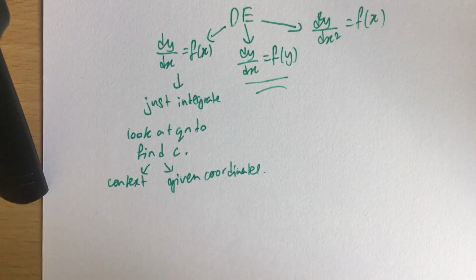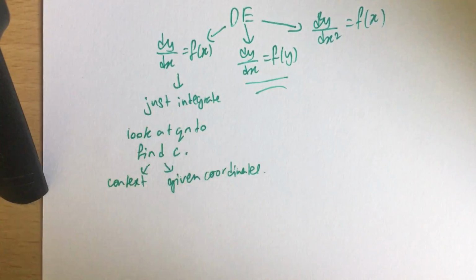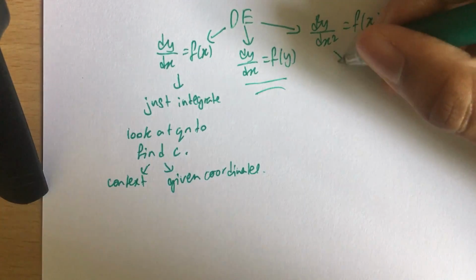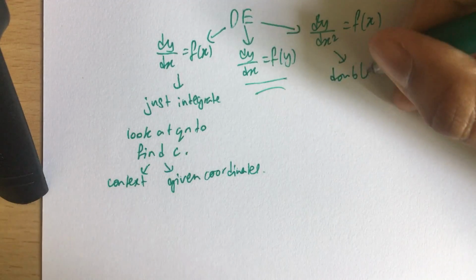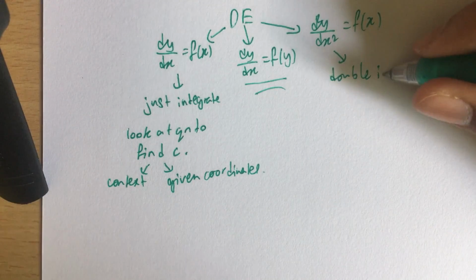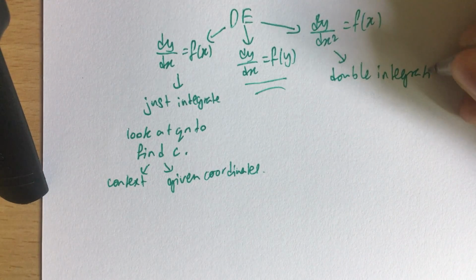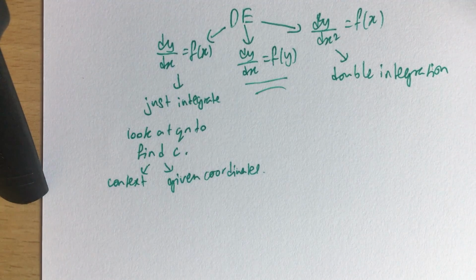So the first one is just integration. The third one, d2y over dx squared equals f(x), as you can see, is the second derivative of whatever answer you need, and therefore you just need to do integration twice.